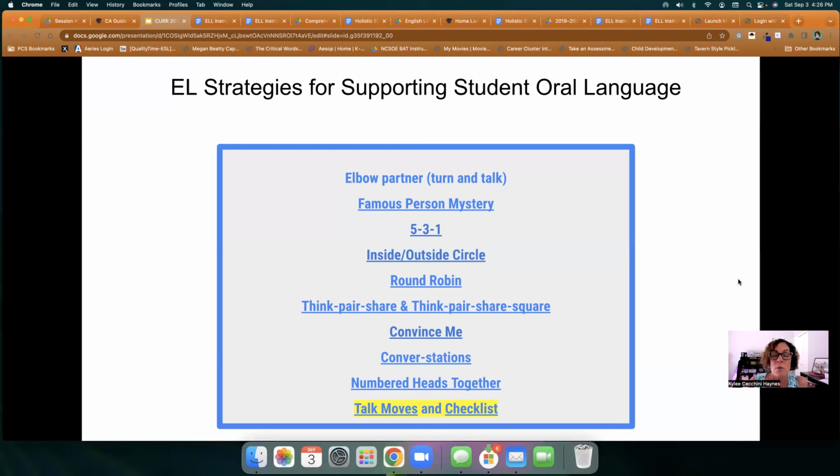Think, pair, share. We're pretty familiar with that. So I want you to go through all of those, click on them, take a look at what each one is, and then hopefully use them in your classroom as it is appropriate.